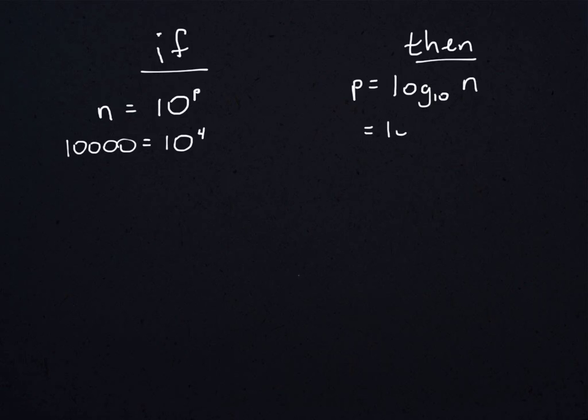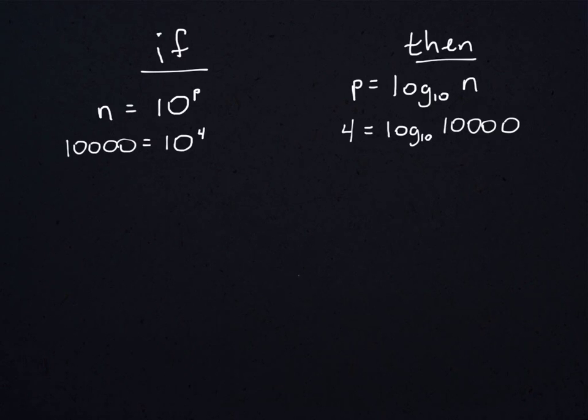How do we write that out? Log base 10 of 10,000. What's the answer? It's 4. What do we raise 10 to equal that number? Well, we raise it to the 4th power. So the p is equal to 4.